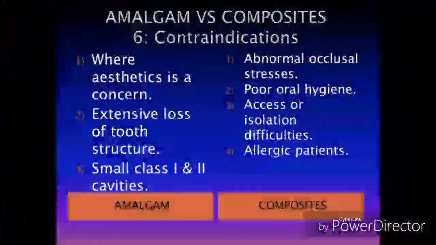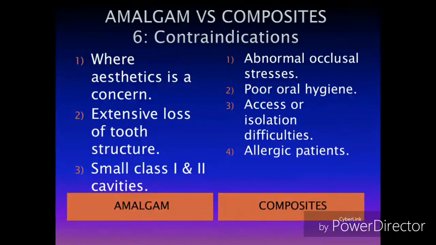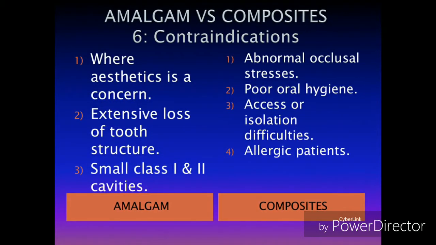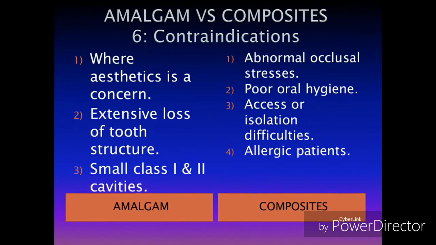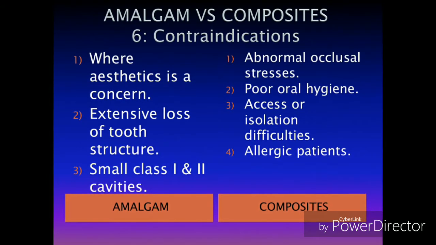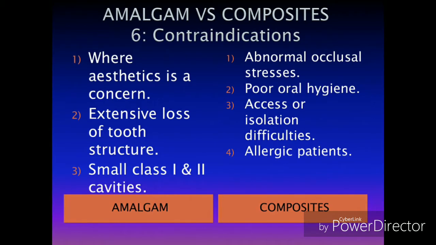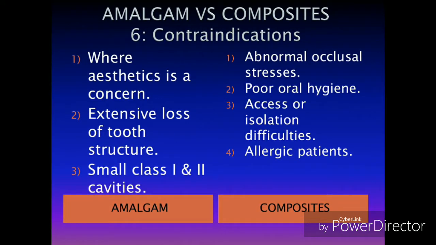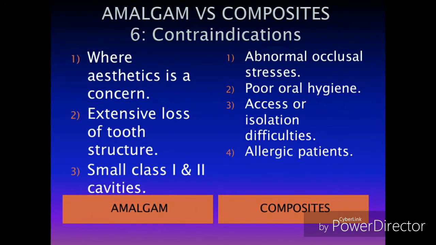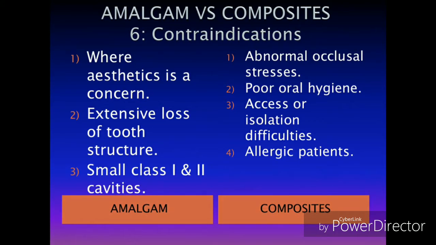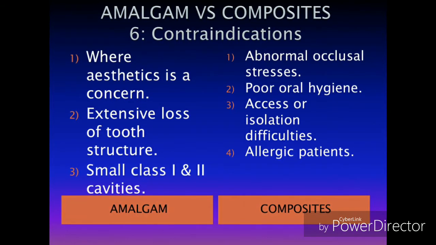Now let's compare the contraindications of dental amalgam and dental composites. Dental amalgam is contraindicated in the aesthetic concern areas. It is also contraindicated in extensive loss of the tooth structure because we can't get the mechanical retention from the walls of the natural tooth if the tooth structure is lost quite extensively.